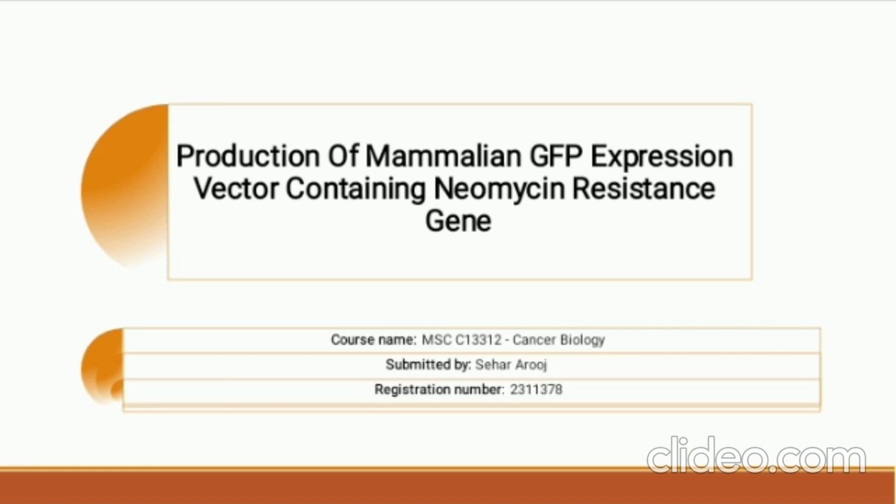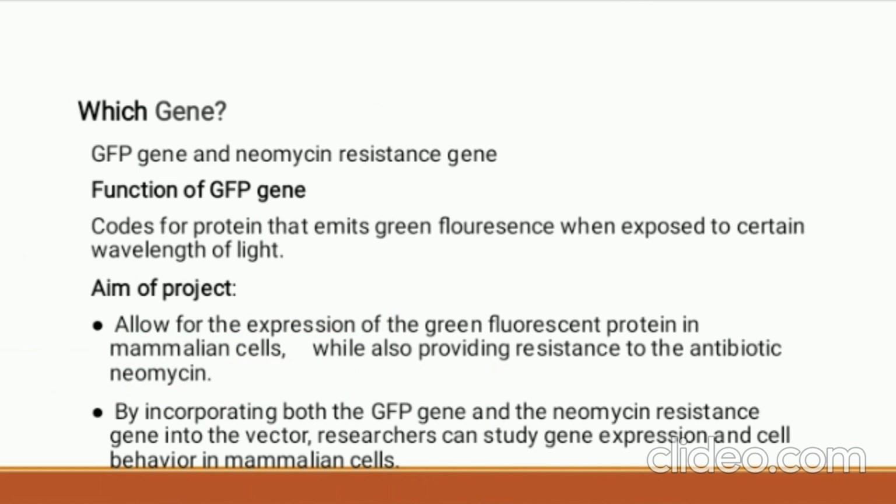So, the first question is, what is a vector? A vector is basically a vehicle that is used in various biological techniques to transfer a particular molecule of DNA into the host organism. What is a gene? A gene is a hereditary material, right? And the genes which we will use are the GFP gene and the neomycin resistance gene. GFP means green fluorescent protein gene, and the neomycin resistance gene provides resistance against the antibiotic neomycin.